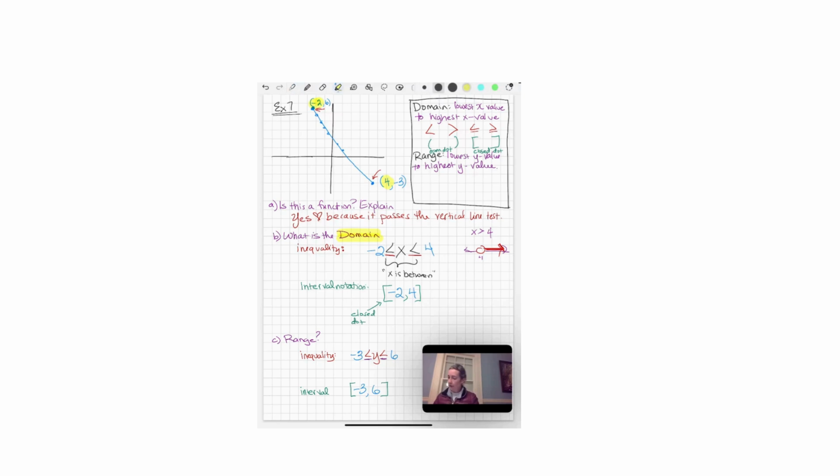And then for interval notation, plot my -3 and my 6 down. Put those corner brackets to tell my reader I have closed circles and call it a day.